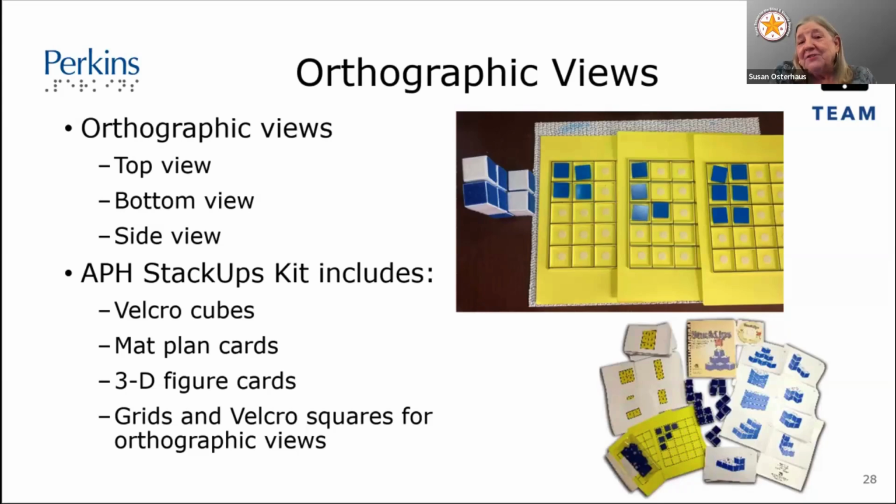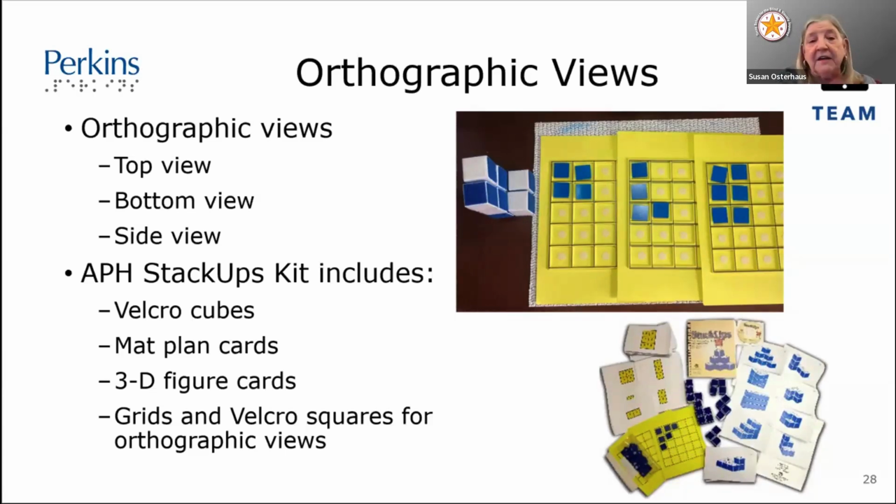And I just want my kids to have them making their own, but you have them all laid out beautifully here. And you can see these same orthographic views with the stack ups, the top view, the bottom view, side view. And the stack up includes the Velcro cubes, the map plan cards, 3D figure cards, and grids and Velcro squares for all of those orthographic views. So just know that this is something that is fantastic. Your math teacher, again, will be so excited that you have something that probably they're having trouble with their students.